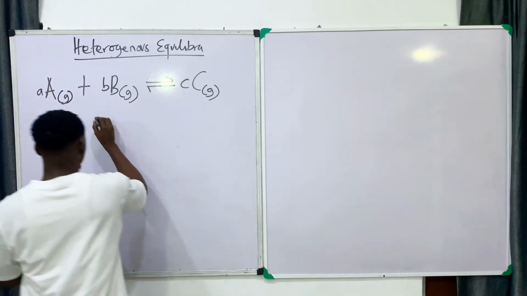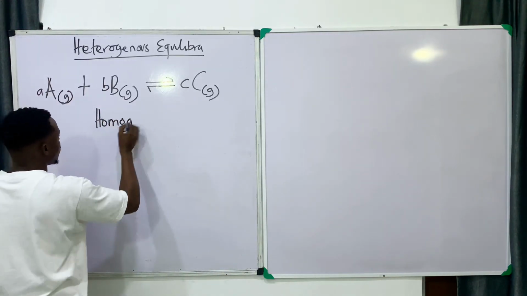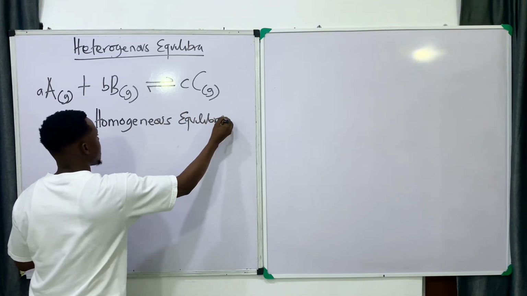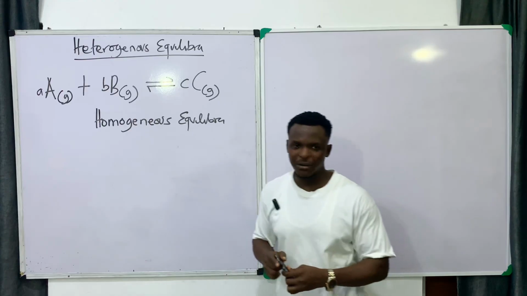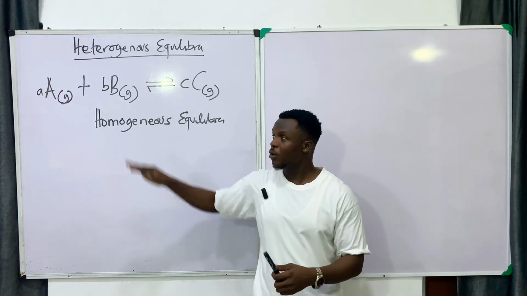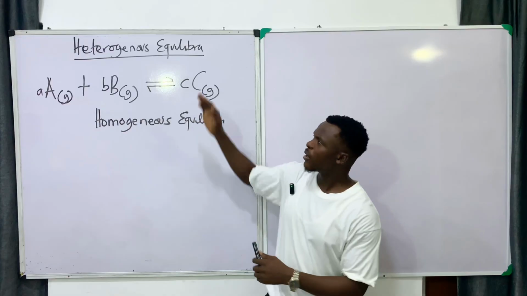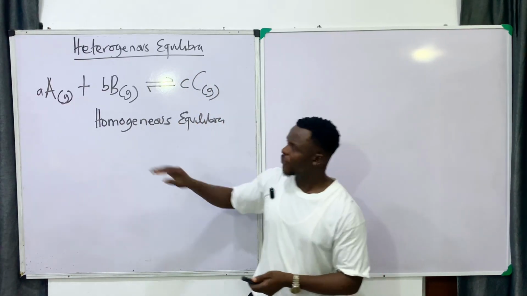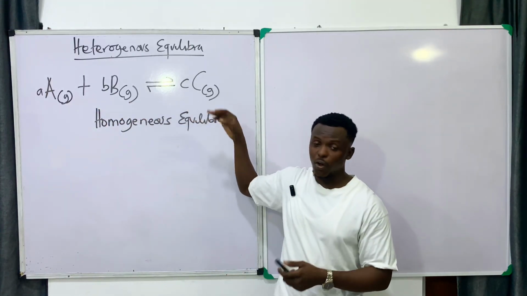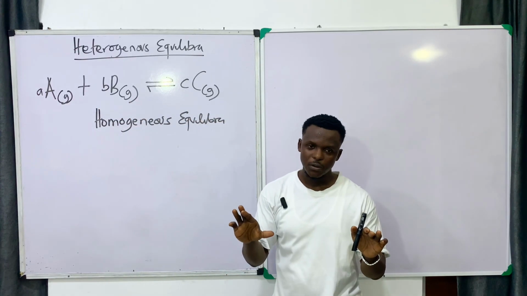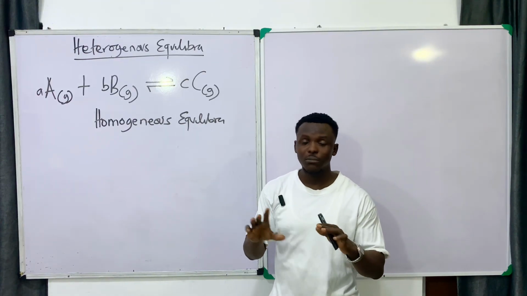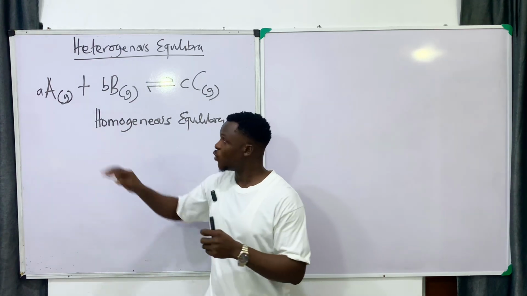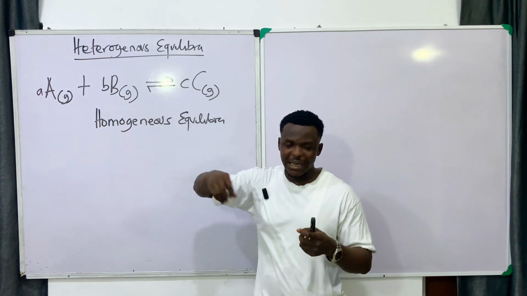So this type, we call homogeneous equilibrium. Now, this is not something to be worried about. When something is homogeneous, it simply means that all the states are the same. In homogeneous, either they write out all the states, like in this case, or in most cases, they will not write anything at all. So anytime you don't see anything at all, take it to be gas. Gases are the ones that are commonly ignored.